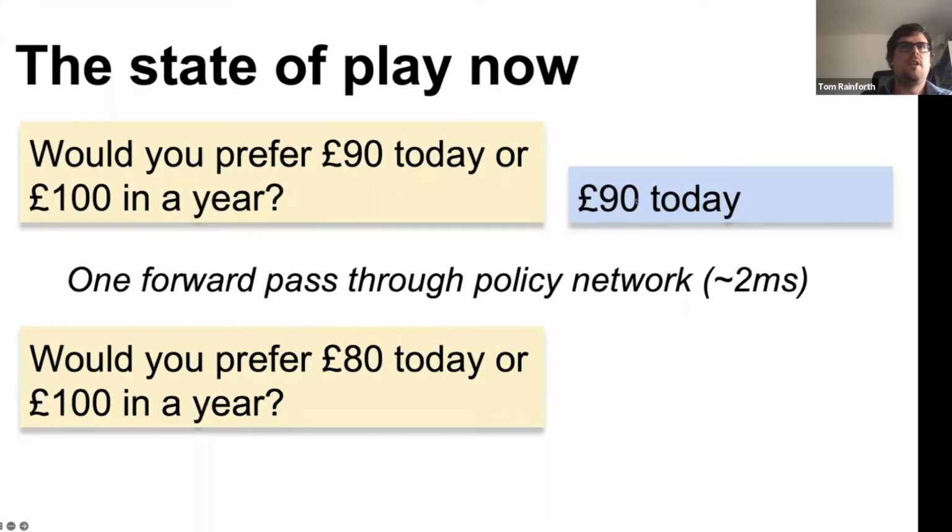Whereas if another person comes along and says they want £90 a day rather than £100 in a year, the policy will make a different decision based on the fact that you got this different response. And it will very quickly ask, would you prefer £80 today or £100 in a year? And so we see that we're getting a clear adaptation between these two people, but we're being able to do it very, very quickly. I think this is probably another good point to stop for questions, if anyone has anything.